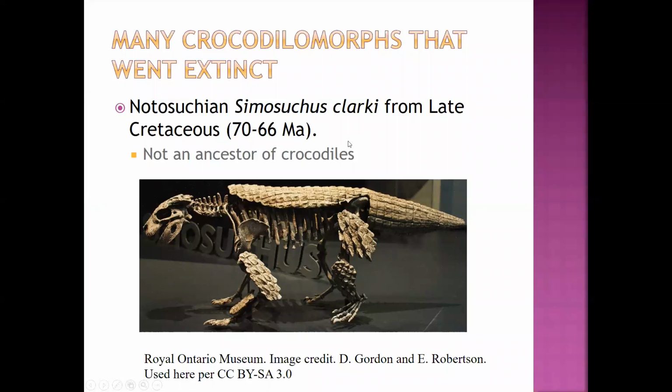And there are many, many crocodile-like species that went extinct, many crocodilomorphs that didn't survive the end Cretaceous extinction, didn't make it into the age of mammals, the Cenozoic, after 66 million years. So I'm just showing you one here. And so this is, even though it's a crocodilomorph, it's not an ancestor of crocodiles because it's farther down the evolutionary chain. And so the crocodiles had already split off from the crocodilomorphs before this animal evolved.